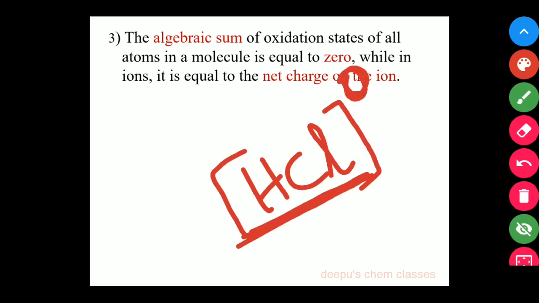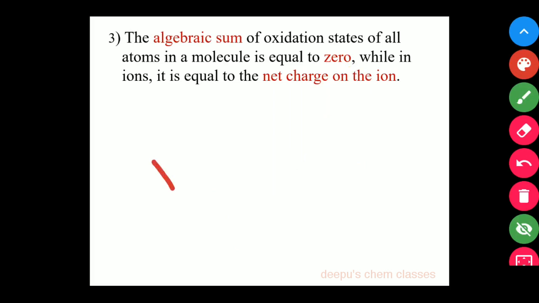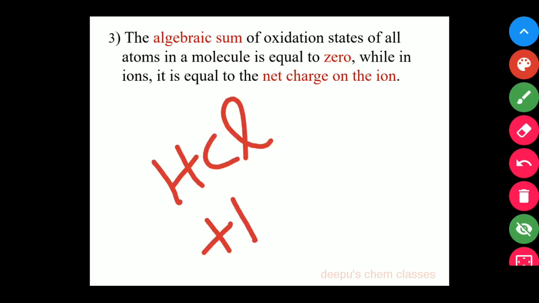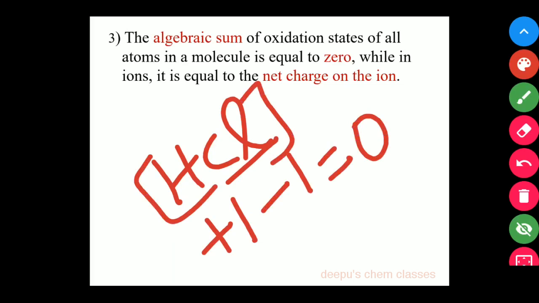So if you add the oxidation states of the individual elements in the compound, you get the net charge of the compound. For example, for HCl, the oxidation state of hydrogen is plus 1. For chlorine, the oxidation state of chlorine is minus 1. So if you add, you get plus 1 minus 1, 0. That is actually the net charge of HCl.